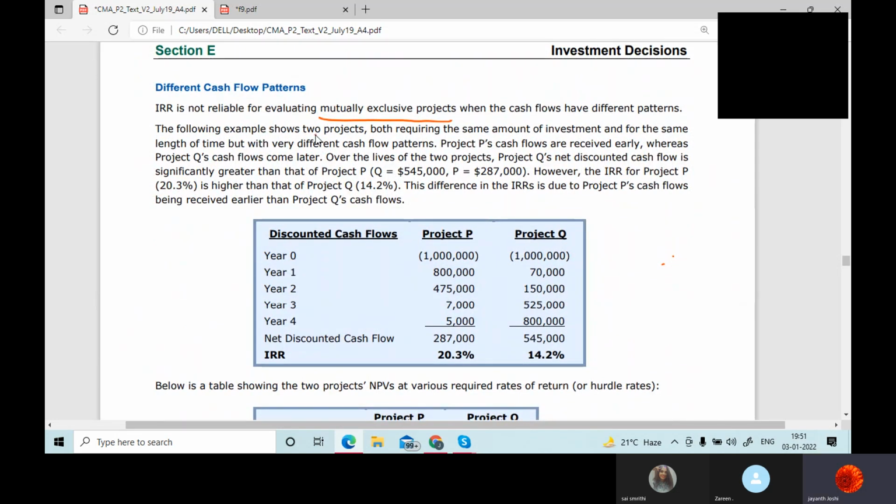So the following example shows two projects, P and Q, both requiring the same amount of investment. This is a case whereby you're investing the same amount, that is 10 lakhs and 10 lakhs. Now let us discuss. And for the same length of time, that is 4 years, but with very different cash flow patterns. Here the cash flow patterns are decreasing mode, increasing mode, correct?